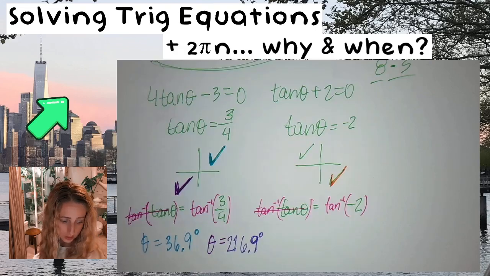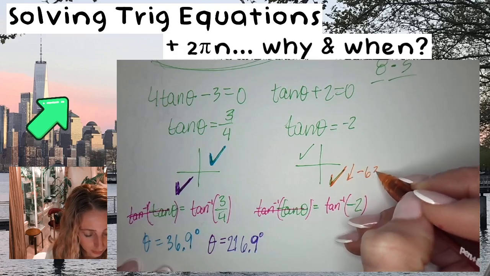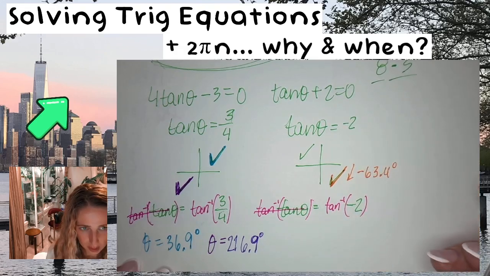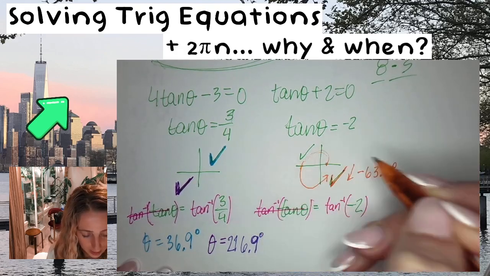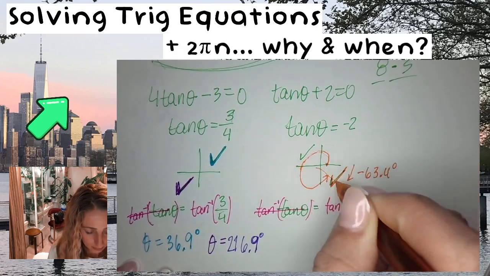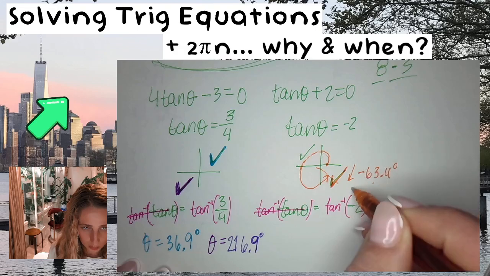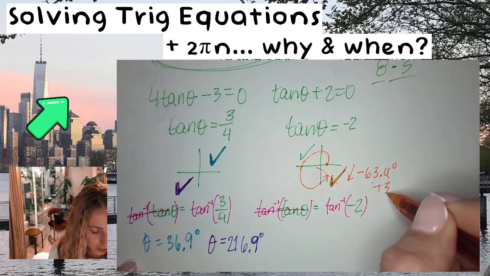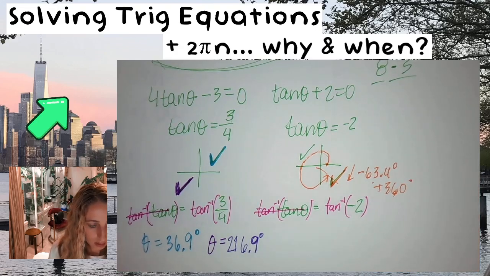-63.4 degrees. So I don't want an answer that goes this way, -63.4 degrees, right? I need the answer that goes around like that, I need to go that way. So how do I get an answer from what the calculator told me? I add 360 degrees to it, to add a full loop to get that coterminal angle, right?